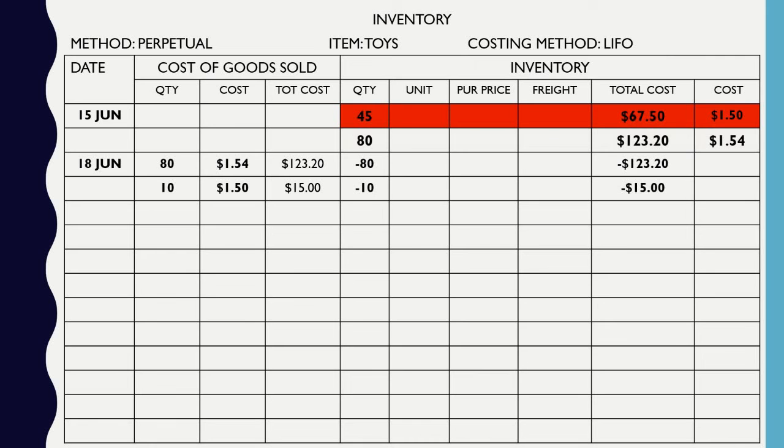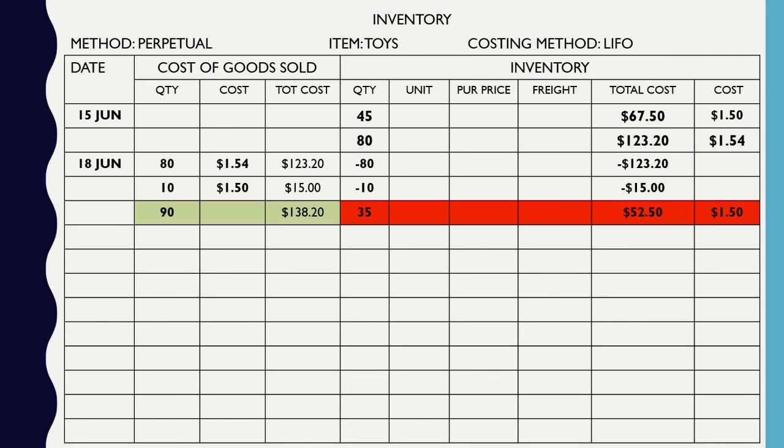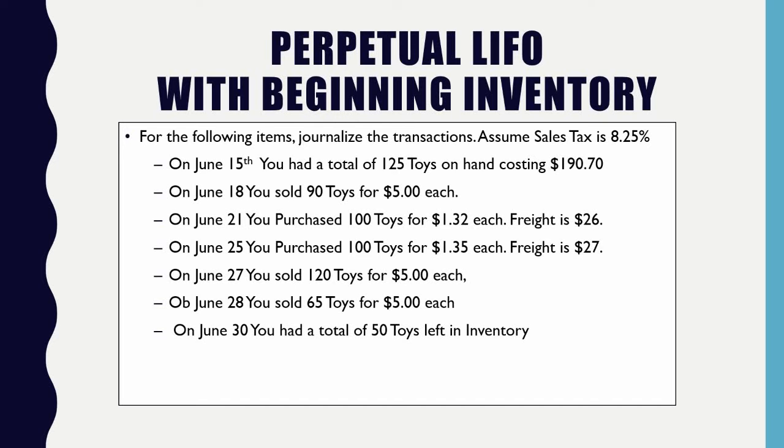So again, once we subtract those 10 units out, we now have a remainder of my red batch of 35 units left, at a grand total of $52.50. And we have my total cost of goods sold for the 90 units to be a grand total of $138.20. Okay. So then now, let's see what happened next.